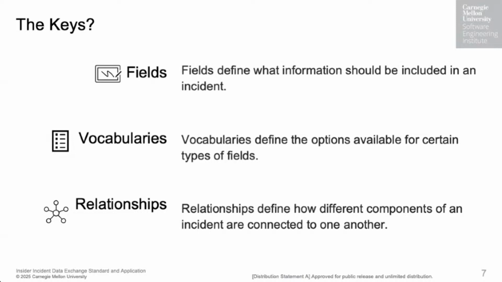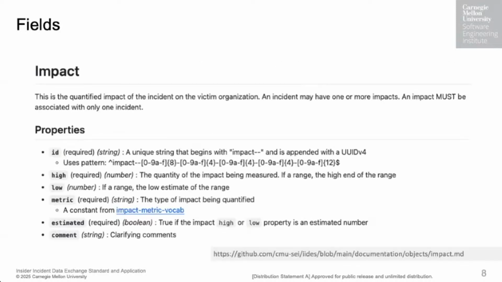The other piece we're providing with this is vocabularies. Certain fields have a list of preset vocabularies to choose from. There are, I think, over 20 different vocabularies as part of the standard. And then the relationships. If you'd like to take a look real quick at some examples of those.